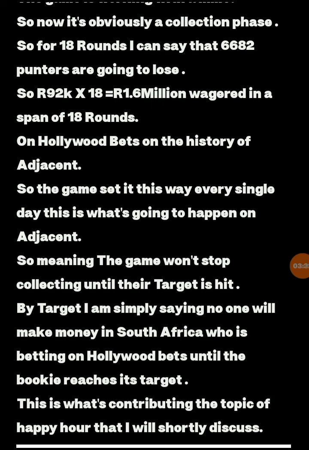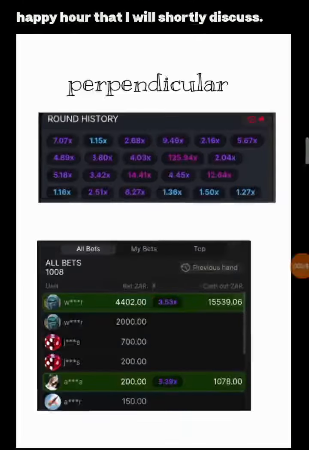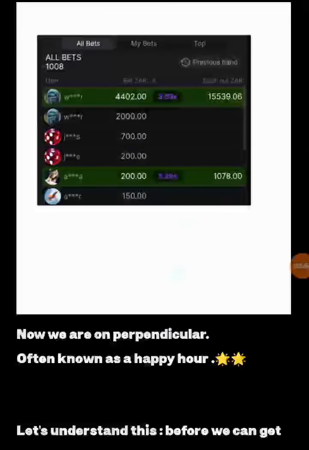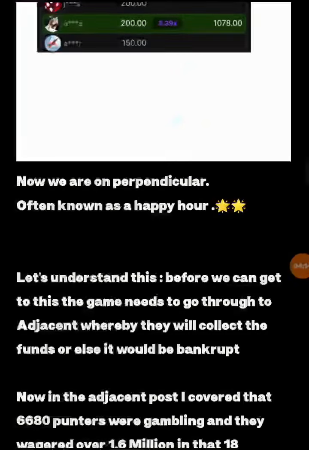We are now on perpendicular, obviously known as the happy hour, right? Let's say for instance there's 1,000 people who are placing bets in perpendicular. So it's known as the happy hour. Remember that. So let's understand this. Before we can get to this, the game needs to go through the adjacent, whereby the adjacent is what I just explained, whereby they're collecting. They want to hit their target first. And once they hit their target, this is when we're moving to perpendicular. So this is how the game is actually making money and not going bankrupt.